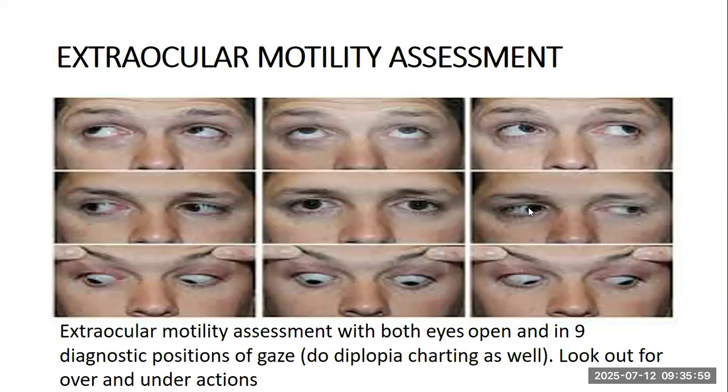So if you ask the child to look right, you are checking to see if the eye is looking maybe right and up or right and down. So you're checking to see if there's any vertical compromise in the strabismus as well.